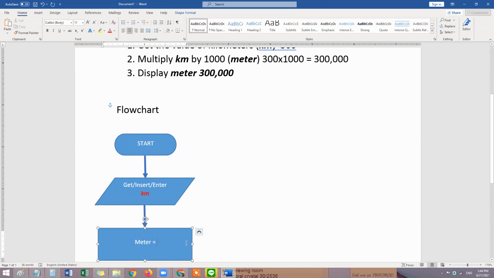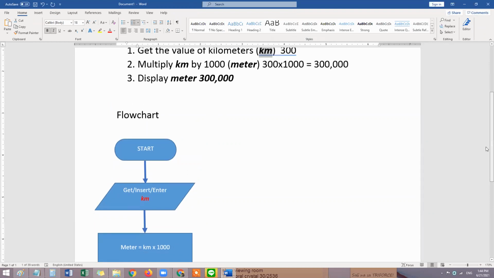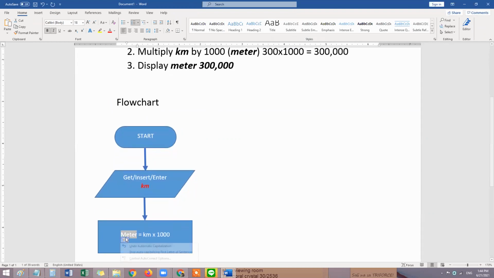Kilometer times 1,000. Okay, km times 1000. I don't use the word kilometer. Why? Because we said that our variable name is km. And here I said meter. Is this correct or no? Capital M, yes or no?